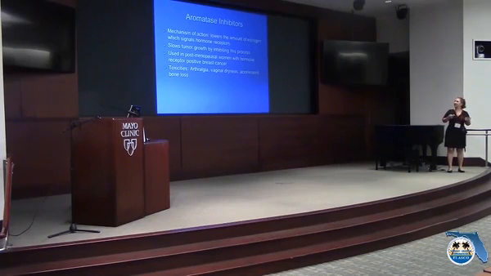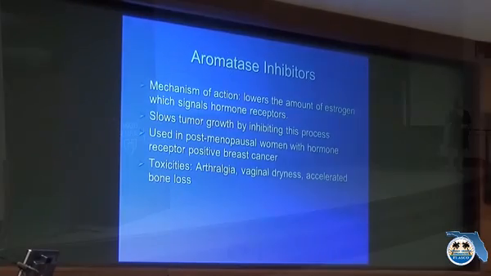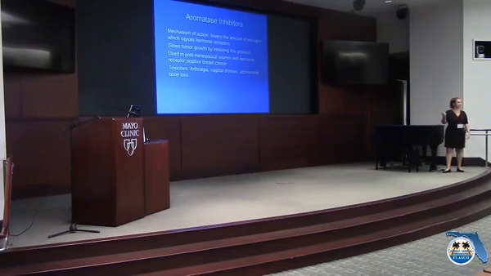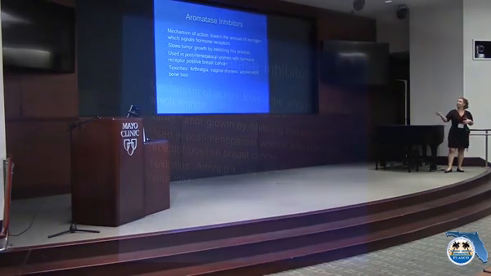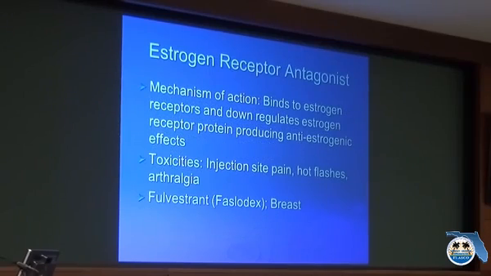This can cause all those symptoms we talked about. People can get joint pain, vaginal dryness, accelerated bone loss. So we're checking bone densities on these patients, standard is every 2 years. We usually get a baseline and see where they're at so that we can monitor them. These are the 3 aromatase inhibitors that are on the market.